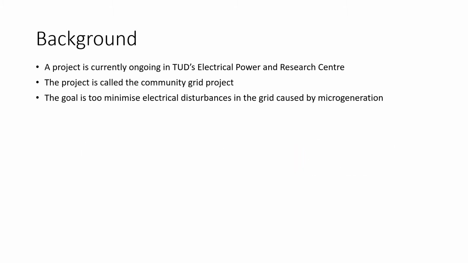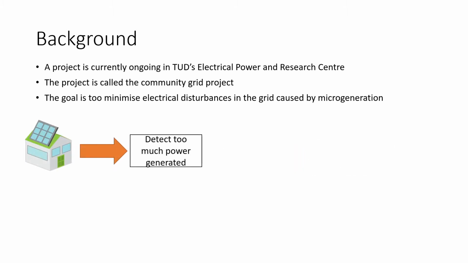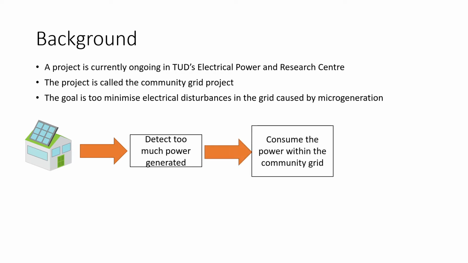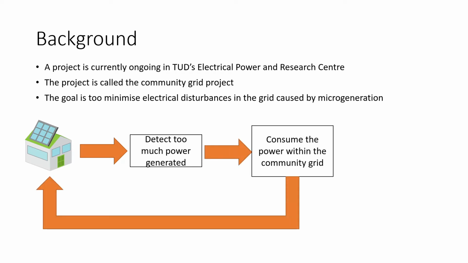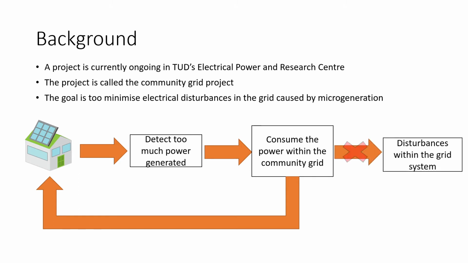The solution this project looks at is developing a control loop which detects when too much energy is generated and then consumes this excess energy back within the community grid. In turn, then, this reduces the disturbances caused by microgeneration.